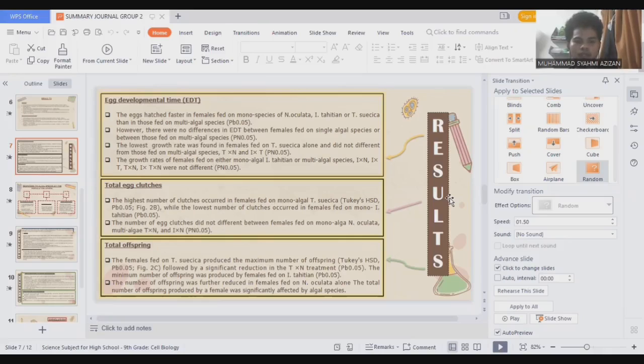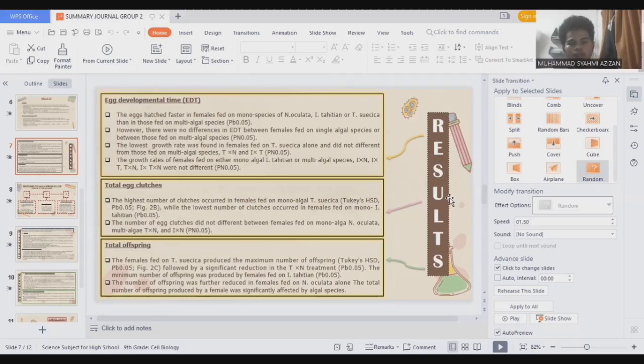So the growth rate for female fed on either monoalgal or multi-algal species was not different. The fourth result is total egg class. The highest number of egg class occurred in female fed on monoalgal T. suecica, while the lowest number occurred in female fed on mono I. tahitian. The number of egg class did not differ between female fed on mono N. oculata and multi-algae, T-multi N and I-multi N.